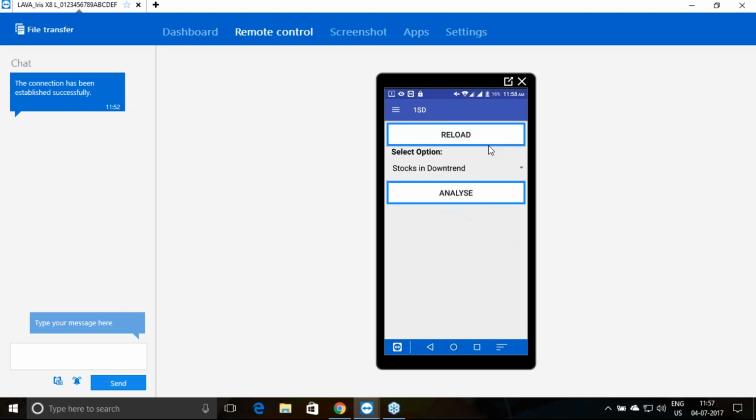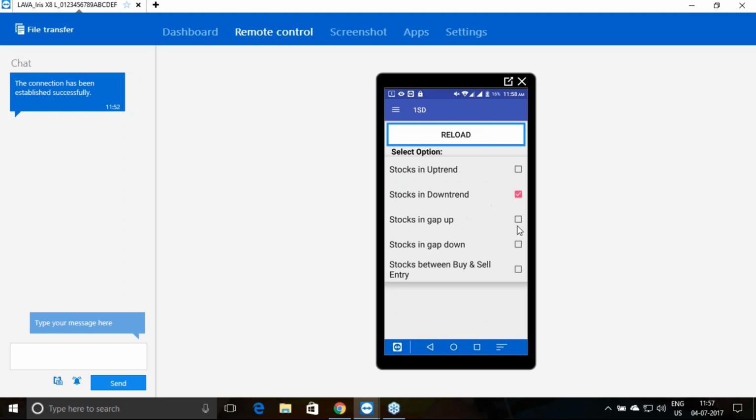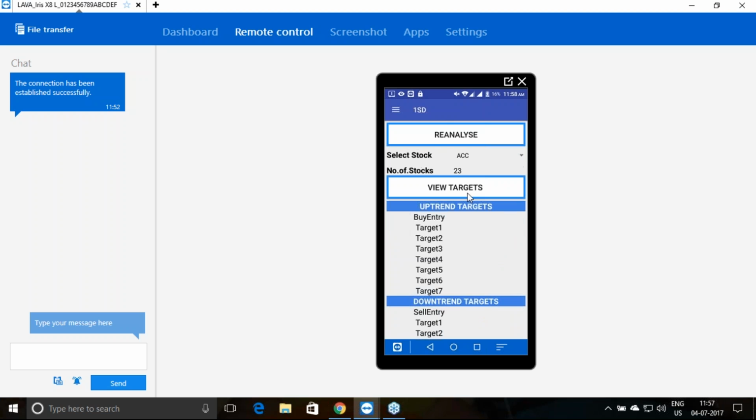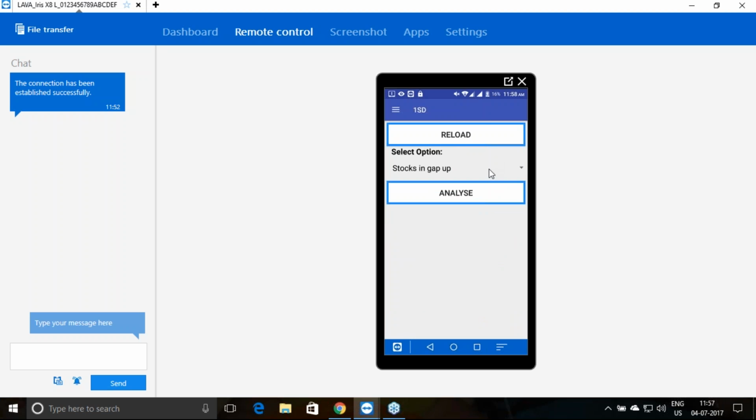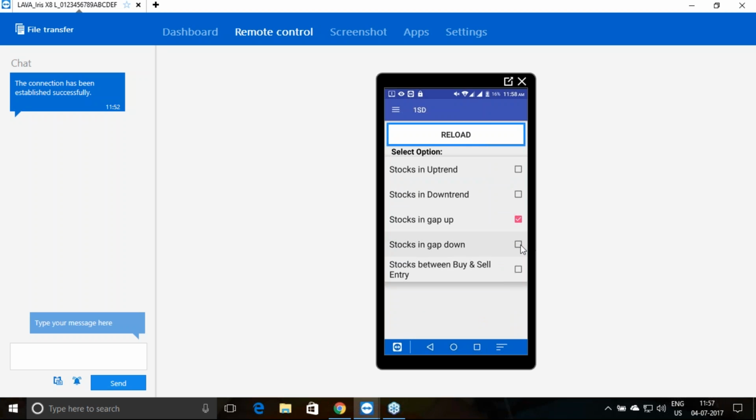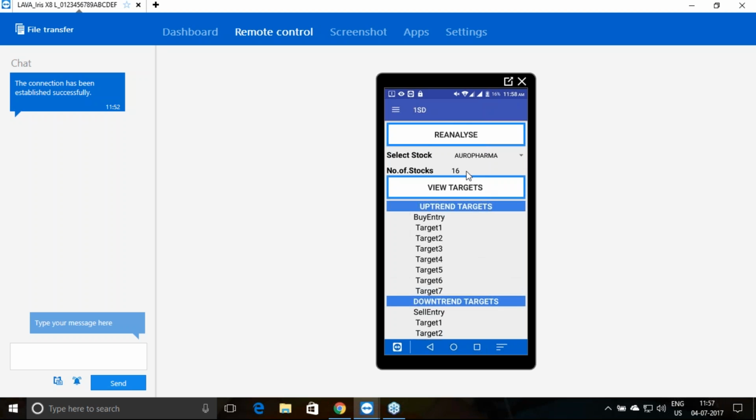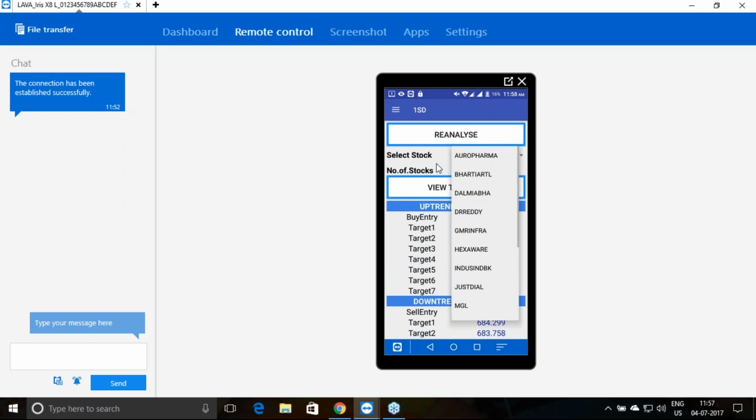In the same way you can reanalyze and go for the stocks which have given the gap up action. Here 23 stocks have given a gap up action, and their list is shown. Then the stocks which have given the gap down action: 16 stocks have given a gap down action. This is also one list you can get. Aurobindo Pharma, for example, is giving gap down action. These are the stocks which have given you gap down action.